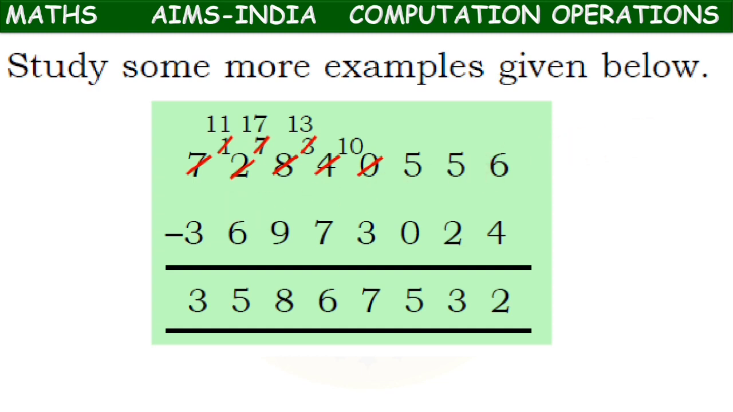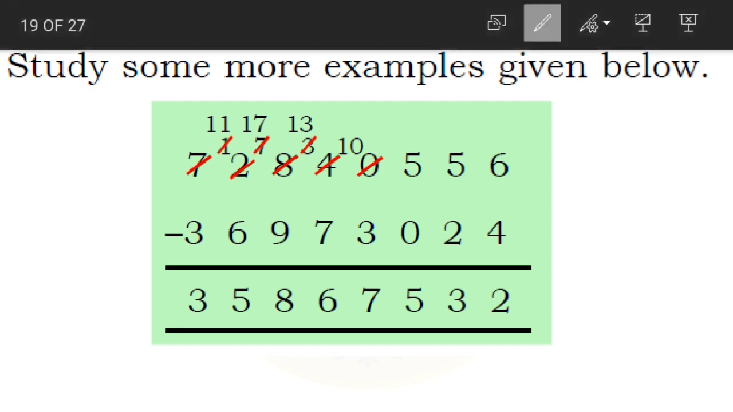See, 7 crores 28 lakhs 40,556 minus 3 crores 69 lakhs 73,024. Yes, children, again as any subtraction, what will we do? We will start subtracting from the left side. Yes, sorry, from the right side, that is from the ones place. What do we have at the ones place? 6 minus 4. 6 minus 4 is equal to 2.